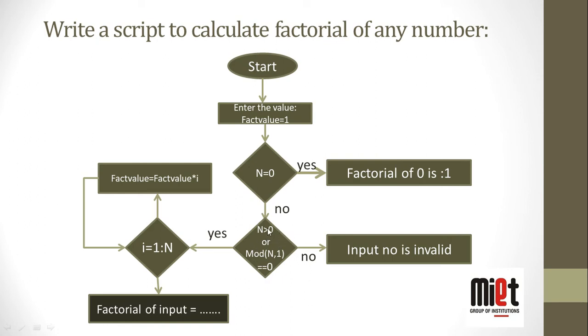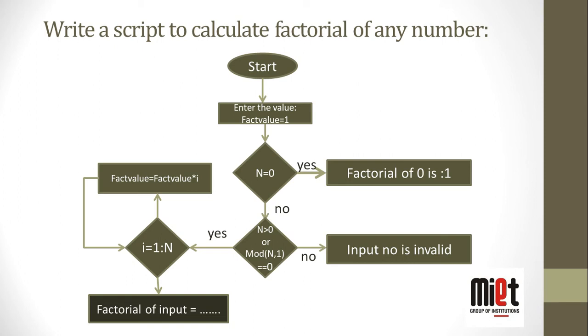If this condition is true, we go to the for loop, and that for loop will repeat itself n times. Why? For finding the factorial of any number, I need to multiply n into n minus 1 into n minus 2 into n minus 3 up to 1. So I need to repeat the for loop n times to multiply all the numbers.